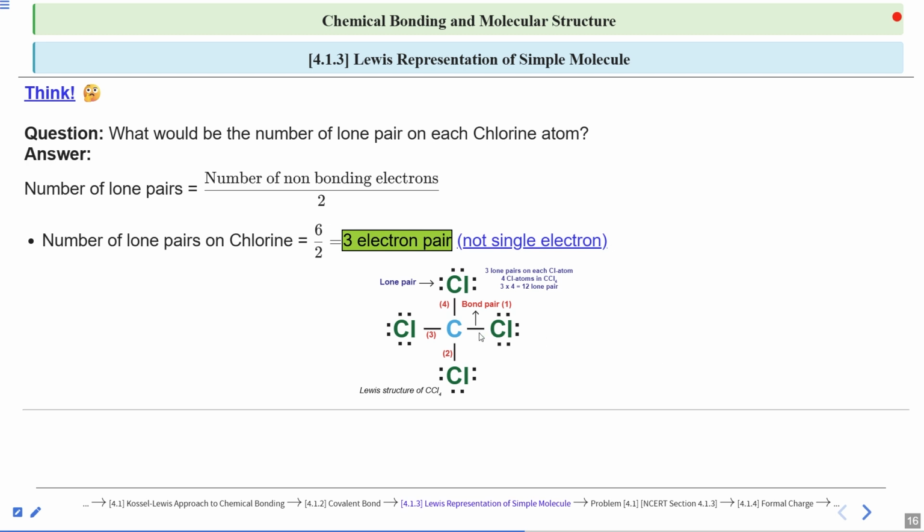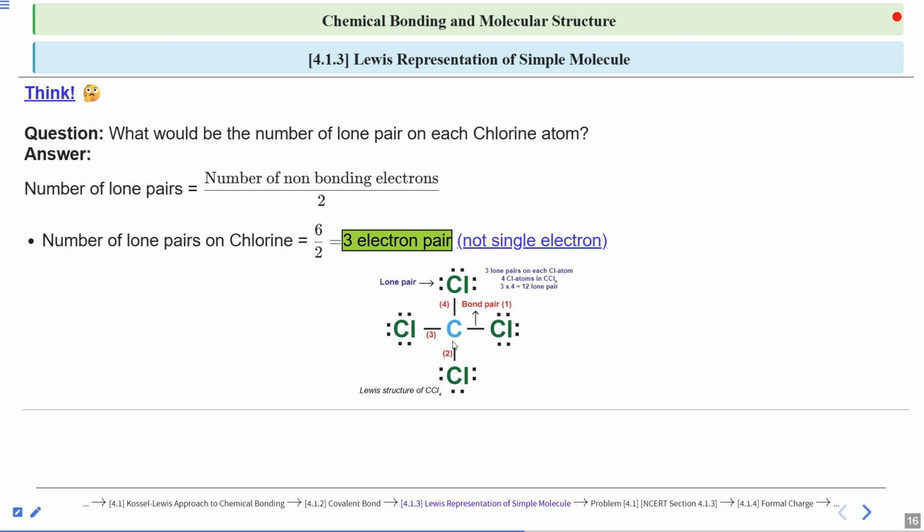Next question would be, what is the number of bonded pairs in the CCl4? Very simple. There are 4 bond pairs in the CCl4. Okay. I hope this is clear to you. So it is written here, 3 lone pairs on each chlorine atom. So 4 chlorine atoms are there. Therefore, total 12 lone pairs, and 1, 2, 3 and 4 are bond pairs.